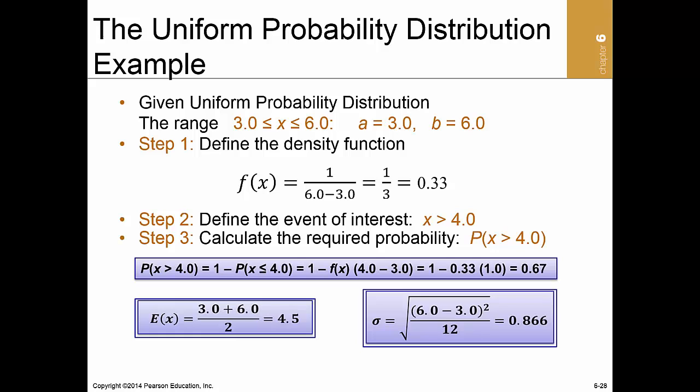In this example, we are given a range for the uniform probability distribution. a is 3.0 and b is 6.0. Plugging these values into the equation for the mean and the standard deviation for a uniform probability distribution, we obtain a mean of 4.5 with a standard deviation of 0.866.